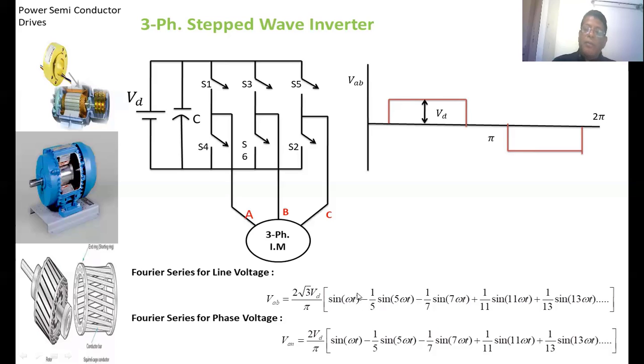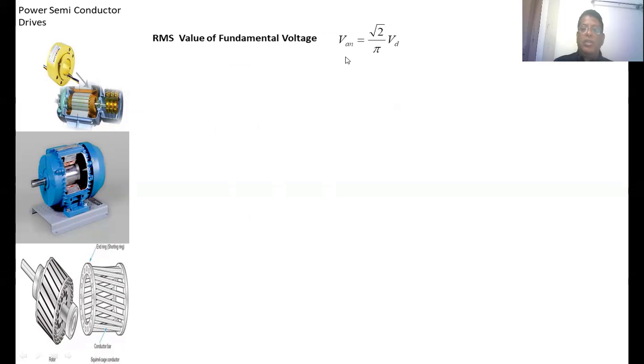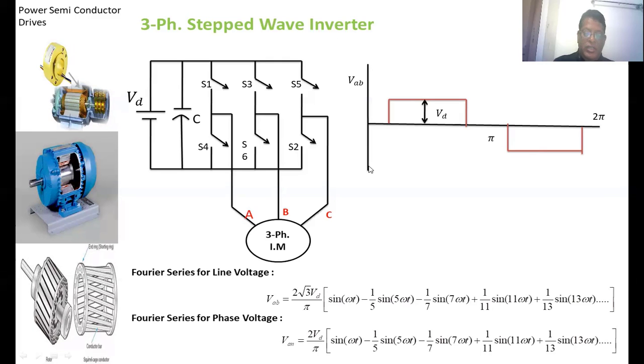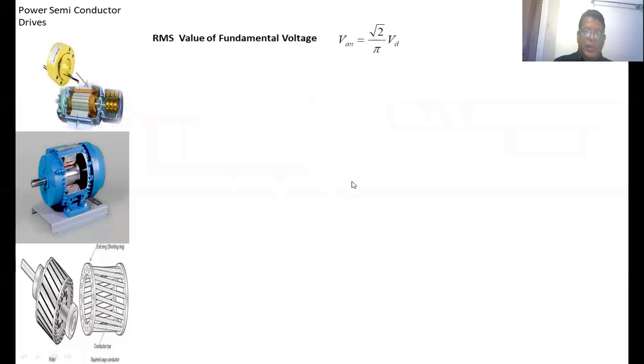Due to the fundamental component only, torque is developed in the induction motor. The remaining harmonic components simply create heat in the induction motor, which gives more losses. The efficiency of the induction motor also will be reduced. The fundamental phase voltage is root 2 by pi Vd. Previously we have seen that the maximum voltage of the fundamental divided by root 2 gives VAN equal to root 2 by pi Vd. This voltage only contributes to the torque developed in an induction motor.